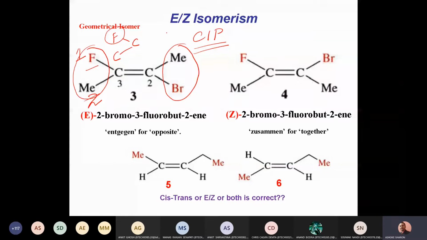So 1 will go to the fluorine and 2 will go to the methyl group, because methyl group means carbon is there, and hydrogen is there.